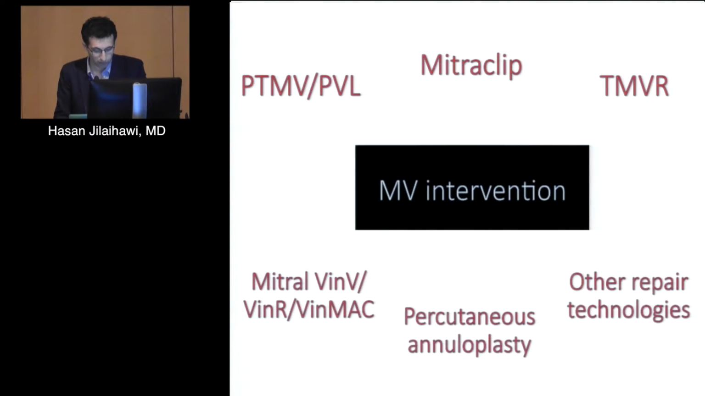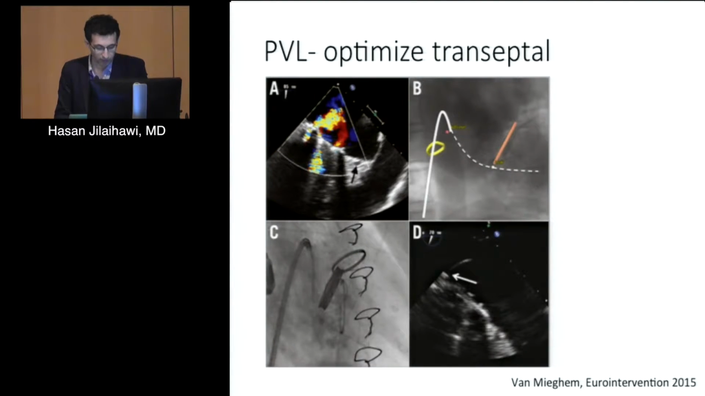So we have mitral valvuloplasty, paravalvular leaks, MitraClip, TMVR, valve in valve, valve in ring, valve in MAC, and other percutaneous approaches, as we've heard earlier. With some of these, this is not something we're doing routinely, but CT could certainly optimize. This is a recent paper from Holland, looking at how CT can help optimize a number of mitral procedures, including paravalvular leak closure.